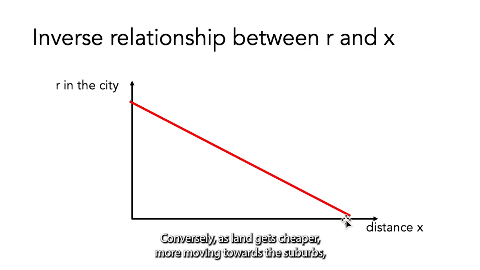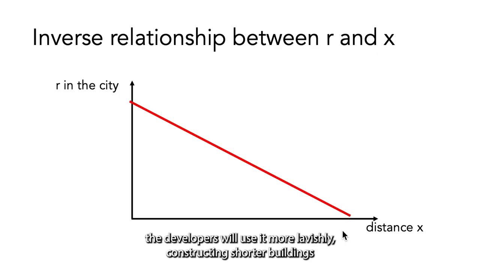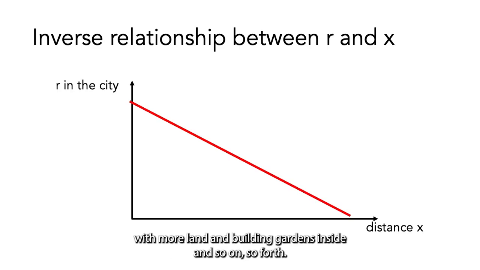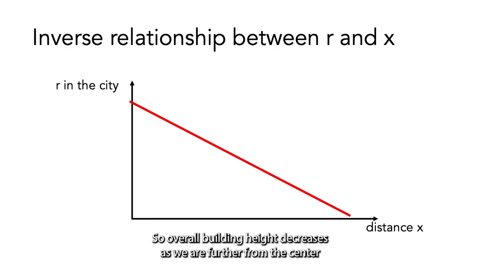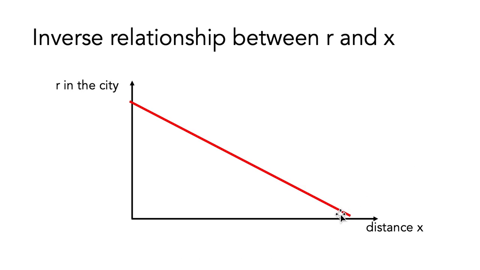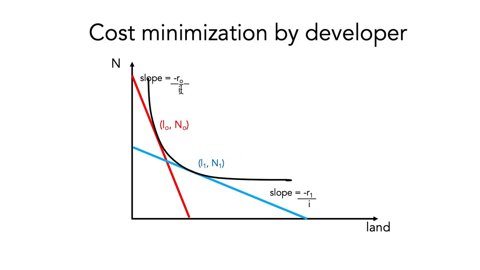Conversely, as land gets cheaper, moving towards the suburbs, the developers will use it more lavishly, constructing shorter buildings with more land and building gardens inside and so on and so forth. So overall, building height decreases as we are further from the center. And we can show this pattern in the next graph.